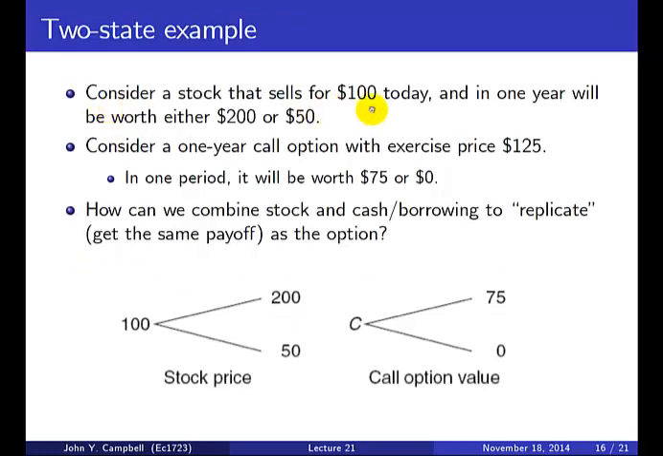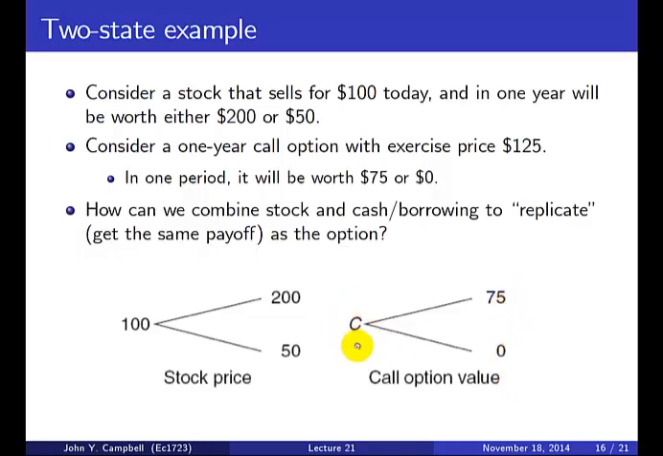Consider a stock that sells for $100 today and in 1 year will be worth either $200 or $50. So down here at the bottom, here's the stock, 100 today, either 200 or 50 a year from now. Also consider a 1-year call option on the stock, which has an exercise price of 125. In 1 year, it will either be worth 75, which is 200 minus 125 equals 75, or it'll be worth 0, because if the stock is worth only 50, the option will be out of the money and you will walk away. It'll be worth 0. So here are the payoffs on the call, 75 or 0.